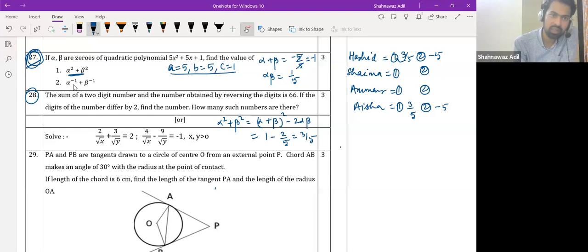Now, what about 1 by alpha plus 1 by beta? This question we did, right? So this I can write as 1 by alpha plus 1 by beta, which is alpha plus beta over alpha beta. So alpha plus beta is minus 1, and alpha beta is 1 by 5. I am writing in these questions, but you guys understand. So minus 5. So this one is also correct. Understood, Shaima and Amar? Yes, sir. So this was the idea.